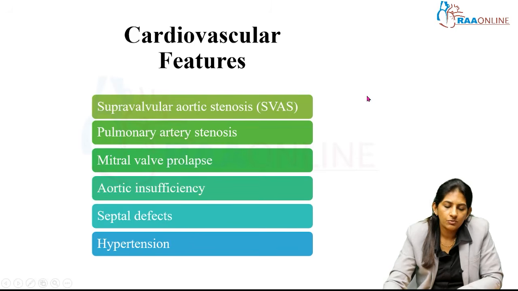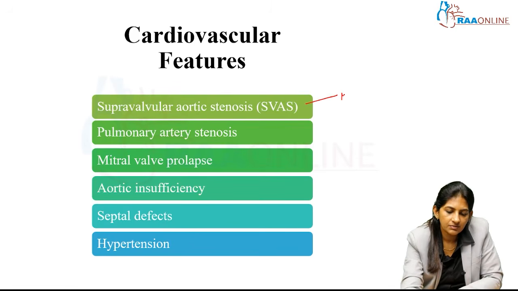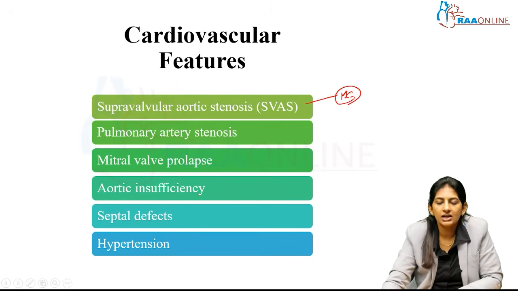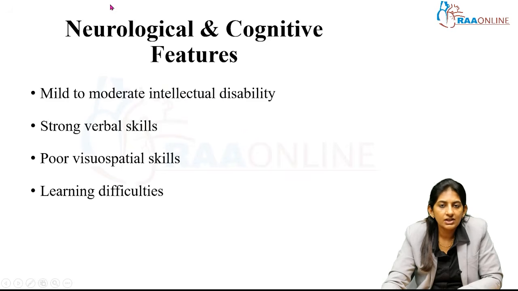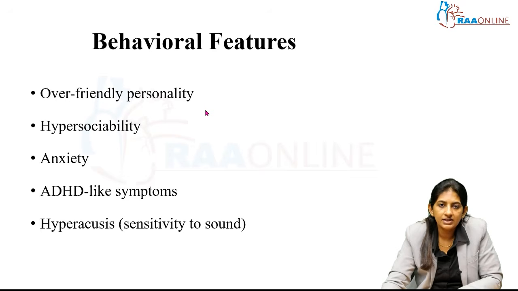Cardiovascular features: the most common feature, as I just mentioned, is supravalvular aortic stenosis. Typically, any artery can be involved, but after supravalvular aortic stenosis, it is pulmonary artery stenosis. Other valvular abnormalities can be seen. Hypertension is seen in Williams syndrome. These children can also have developmental delay and intellectual disability, learning difficulties, etc.